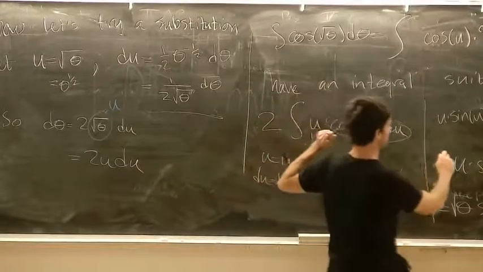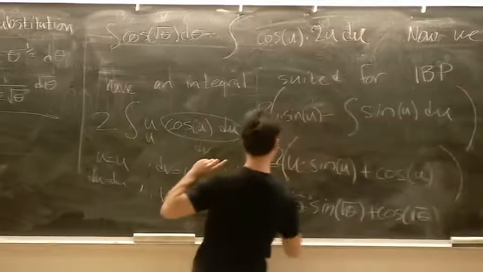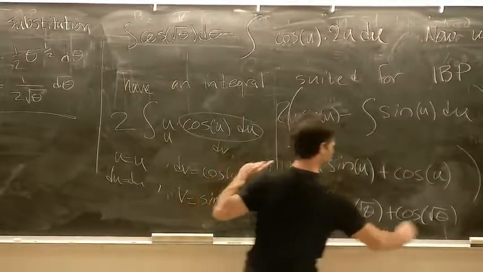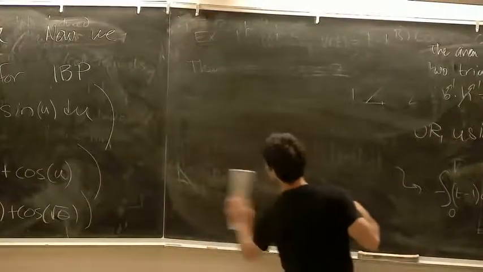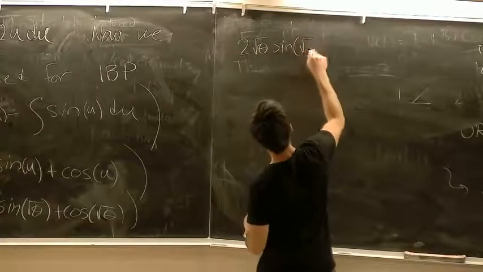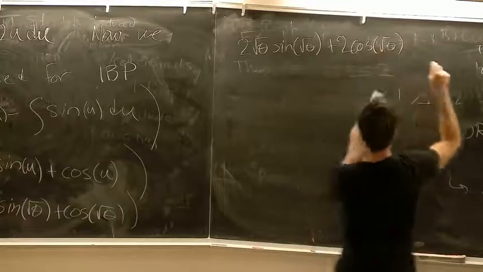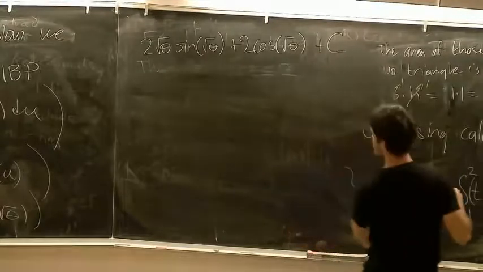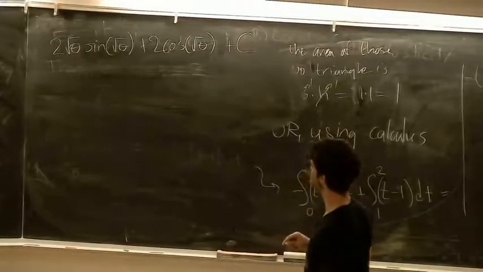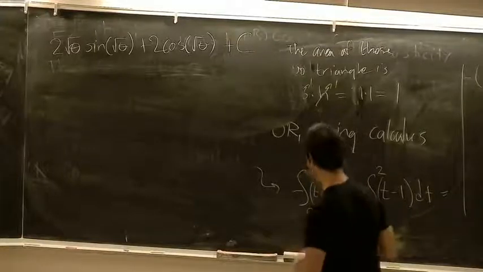There's a 2 in front of everything. All right, so let's put a 2 in front of all this, and a 2 in front of all this, and a 2 in front of all this. So we get a 2 root theta sine root theta plus 2 cos root theta, and then, yes, someone said a plus c.